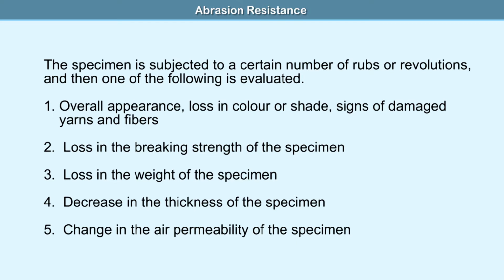Abrasion resistance. The specimen is subjected to a certain number of rubs or revolutions, and then one of the following is evaluated: overall appearance, loss in color or shade, signs of damaged yarns, fibers, and so on; loss in the breaking strength of the specimen, loss in the weight of the specimen, decrease in the thickness of the specimen, or change in the air permeability of the specimen.